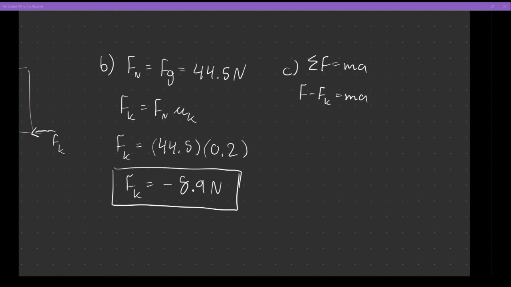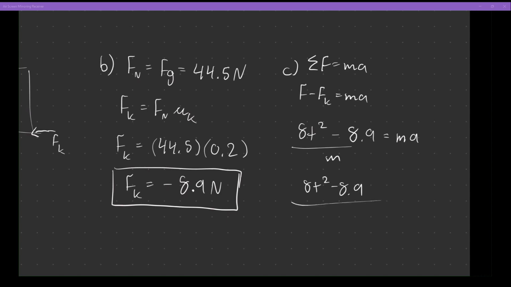F is given, which is just 8t squared. And then Fk, found in the last question, was just 8.9 newtons. But I won't include that here. So equals ma. Divide over m. So 8t squared minus 8.9.